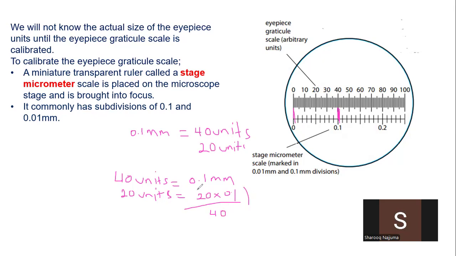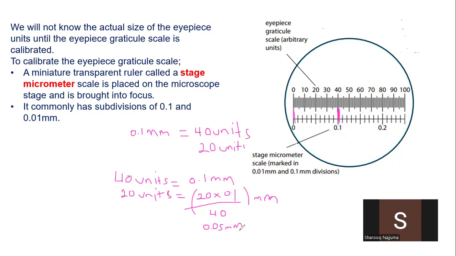But remember, your answer is going to be in millimeters. If you do the math, 20 times 0.1 divided by 40, you're going to get 0.05 millimeters. That means that the size of the cell is 0.05 millimeters.